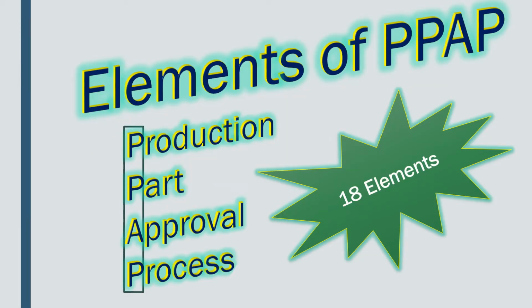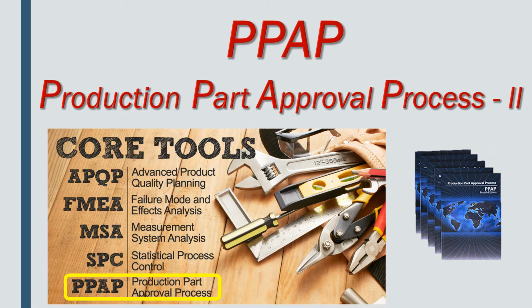Today we are going to discuss the 18 elements of PPAP. In my previous video I shared part 1, this is part 2. PPAP is nothing but production part approval process. The first 9 elements we already discussed in the previous video, and the balance 9 elements we are going to discuss here.